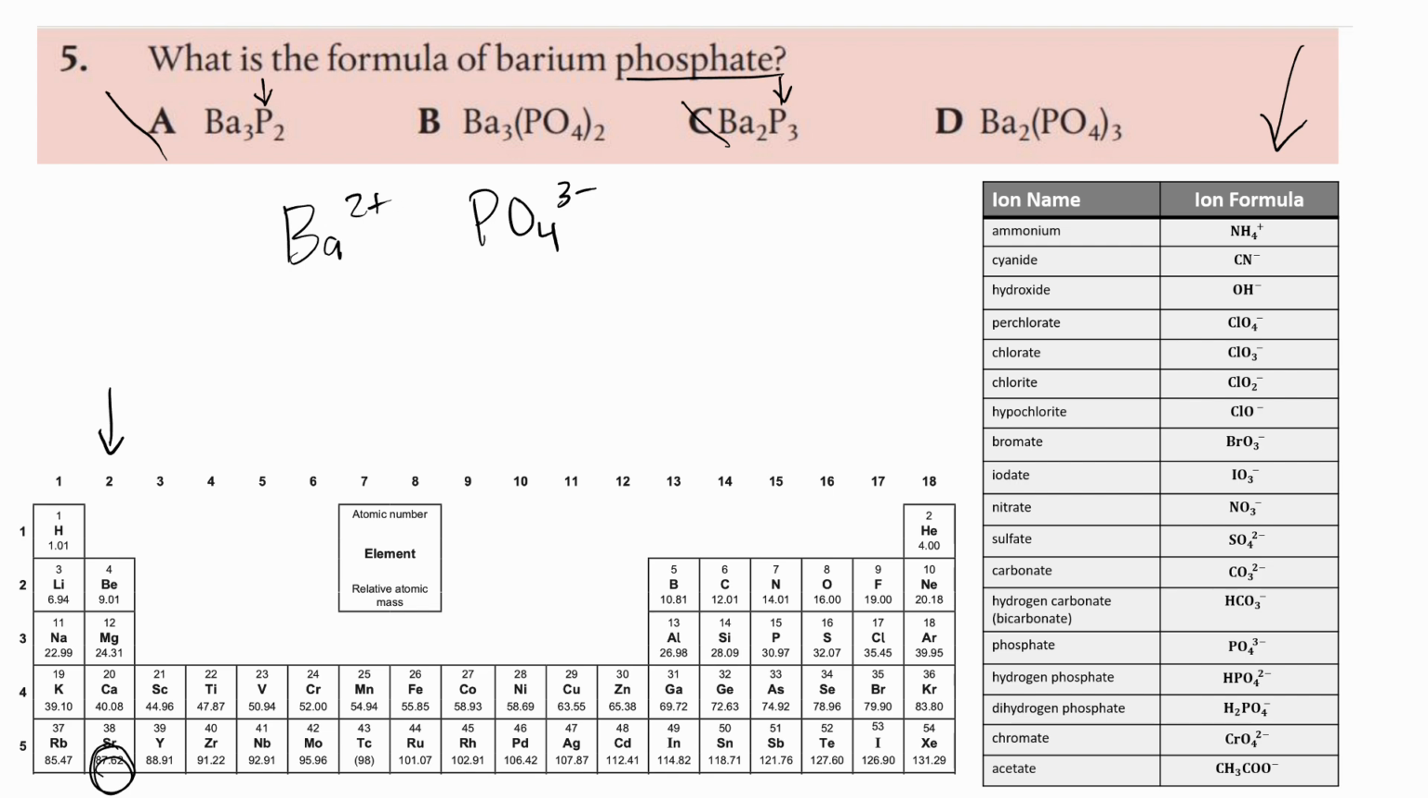So then from here, we need to balance out our charges. Now you could use the cross method, which means the 3 would go to barium, the 2 would go to phosphate, or you could know that the common multiple of 2 and 3 would be 6. So to get barium to a positive 6 charge, we would need 3 of them. And to get phosphate to a negative 6 charge, we would need 2 of them. So the answer would be B.